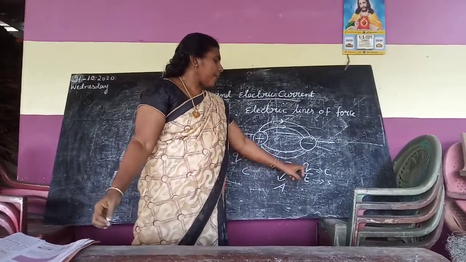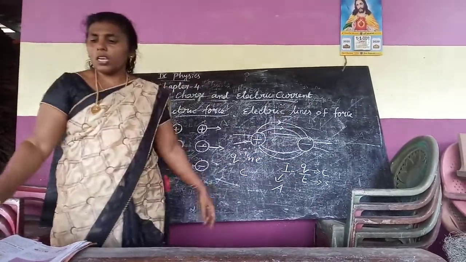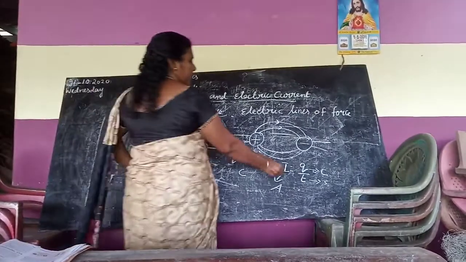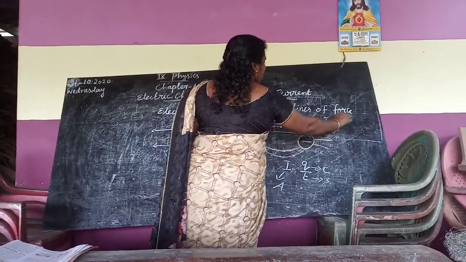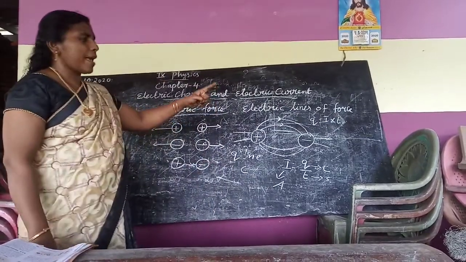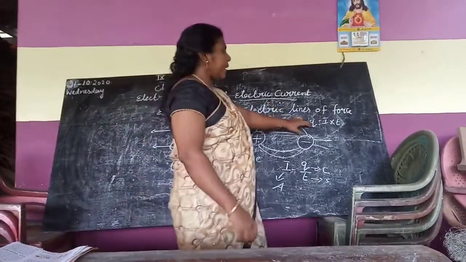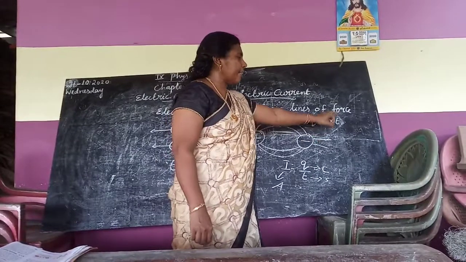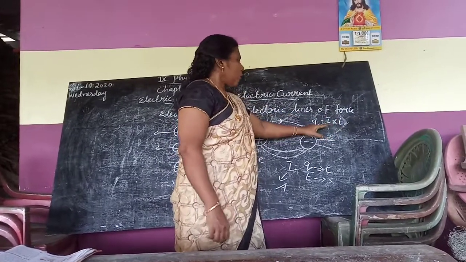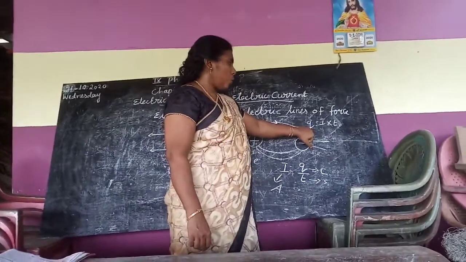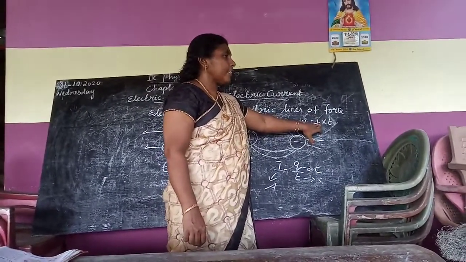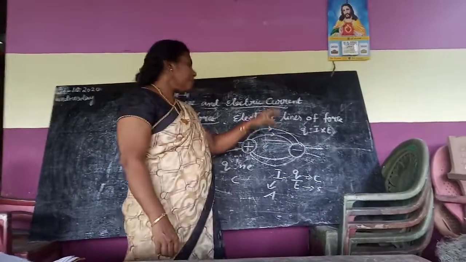From this, another formula we can write for charge. What is the formula from this? We can write Q equal to I into T. So Q is electric charge, I is electric current, T is time. The units are the same. What is the unit of electric charge? Coulomb. What is the unit of electric current? Ampere. What is the unit of time? Second.